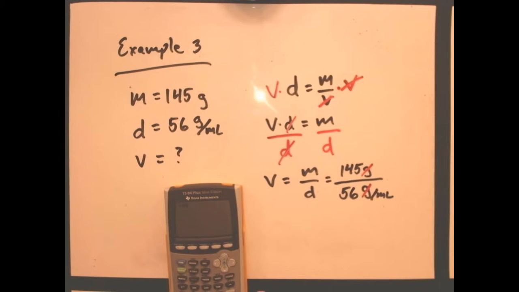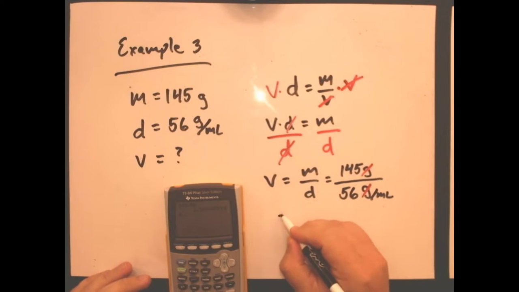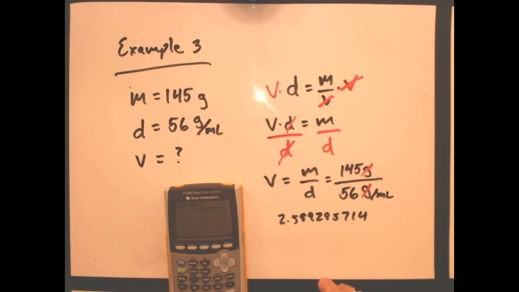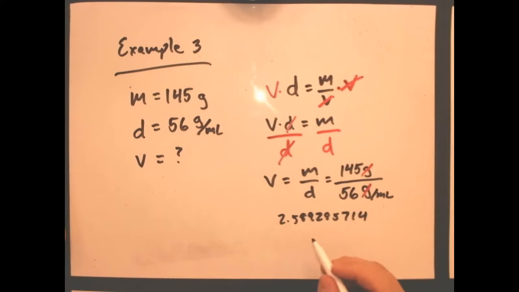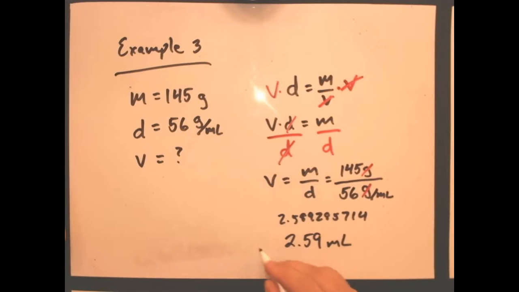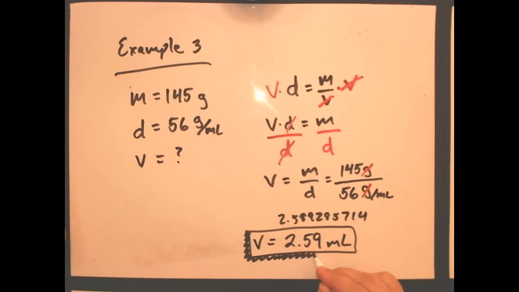So then I put in my calculator 145 divided by 56, and my calculator gives me an answer of 2.5892855714. I want to round that to 2 decimal places, so 2.589. That 9 is going to make that 8 round up, so it's going to be 2.59 milliliters. That is the unit that's left, and that is my volume, and that is my final answer. So hopefully after doing those 3 examples and the 3 examples in the previous lesson about density calculations, you will understand how to do a density problem.